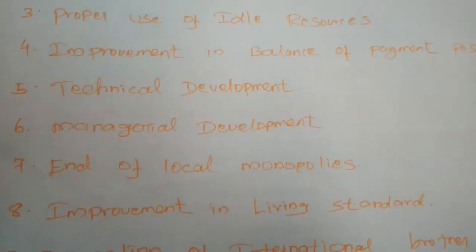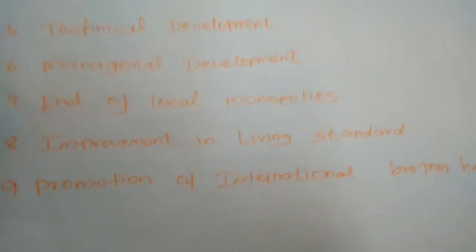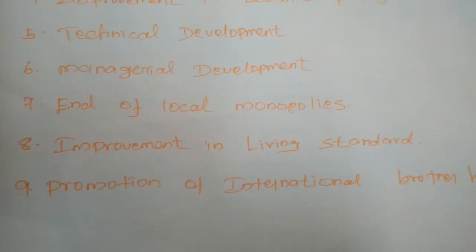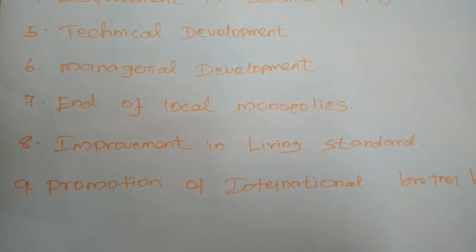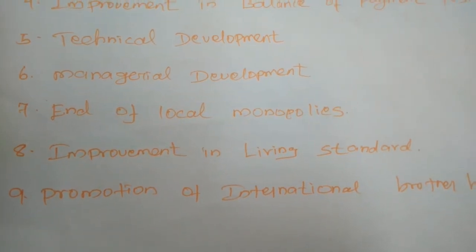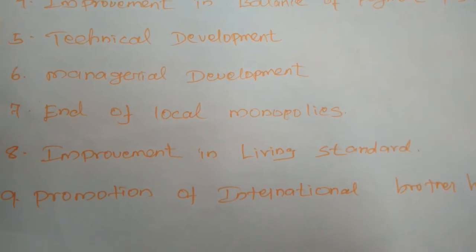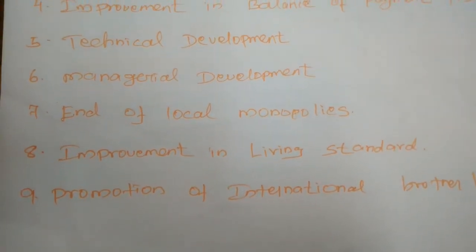Next, end of local monopolies. Already we have studied the meaning of monopolies. Monopoly means if any entrepreneur or producer is producing a commodity and has the patent right to produce that commodity, he becomes a monopoly.